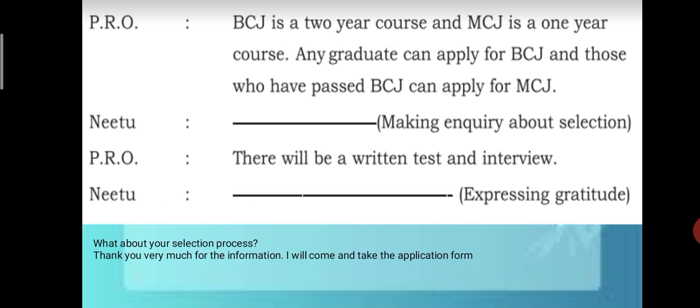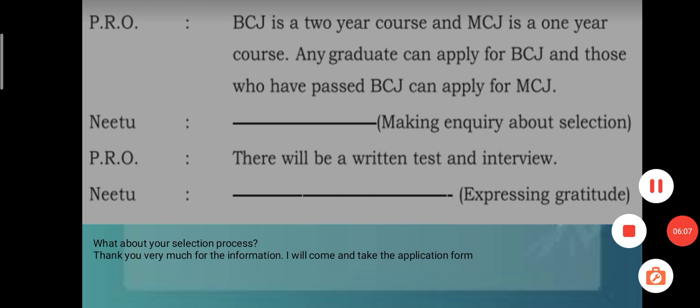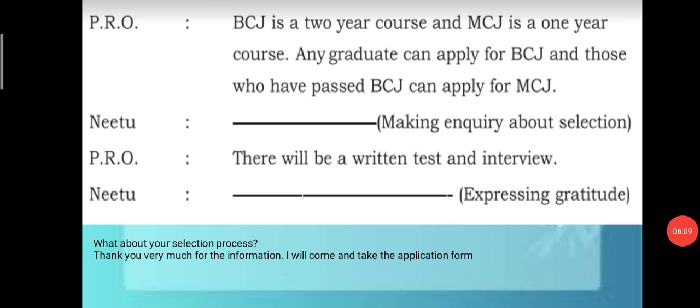The PRO says the duration of the course. "BCJ is a 2-year course and MCJ is a 1-year course. Any graduate can apply for BCJ and those who have passed BCJ can apply for MCJ." Neetu is making an enquiry about selection, meaning how do you make the selection? So what about the selection process? Anyway, you can ask. So the PRO says there will be a written test and interview. That is the procedure of their selection.